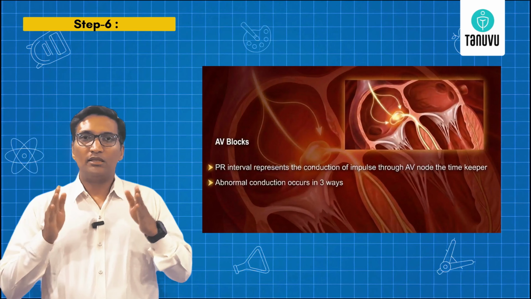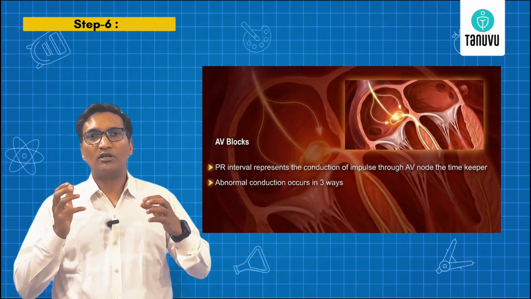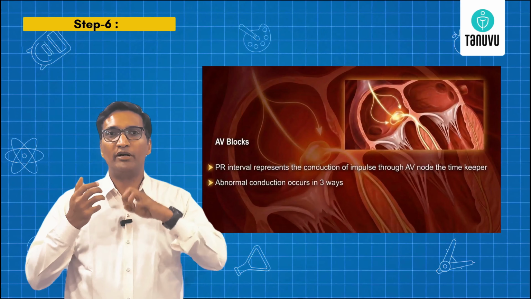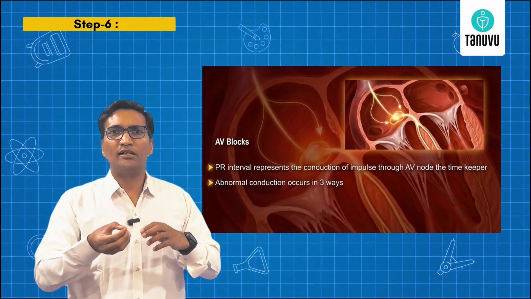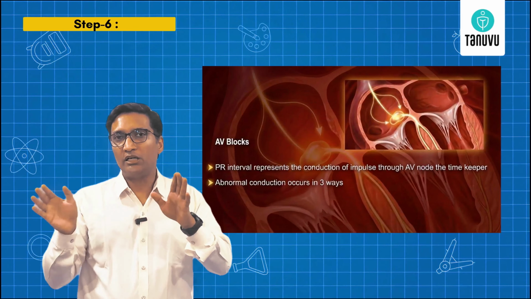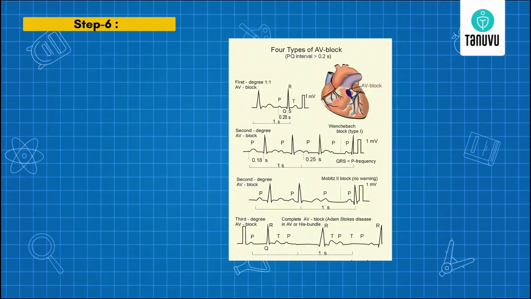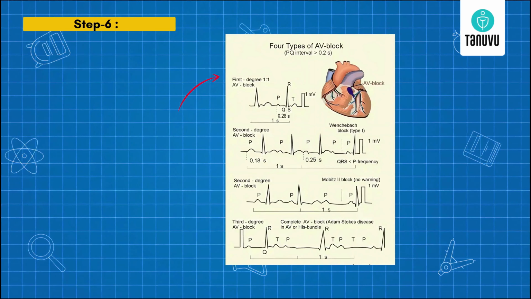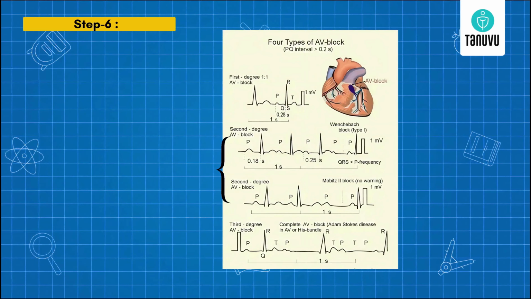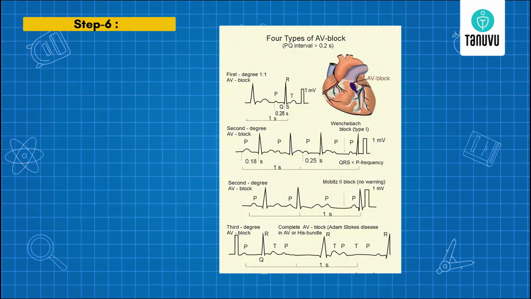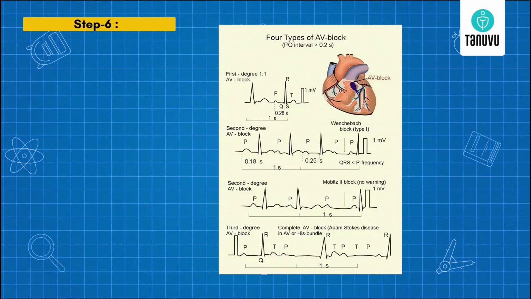Step 6 in understanding the ECG is to know about the AV blocks. It is a problem in the PR interval, that is the conduction of the impulse from atria into the ventricles. There is a natural delay that happens at the AV node which is altered in this disease. This conduction of impulse can be altered in 4 different ways. Type 1, type 2 which includes 2 types and then type 3. So let's understand each one of them.